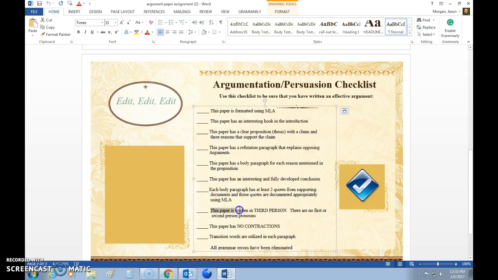Please note, this paper is written all in 3rd person. So you would not start off by saying, I believe that marijuana should be legalized. I is not 3rd person. Don't use I, don't use you. Use 3rd person in writing this paper. Also, no contractions. Contractions are can't, won't, and ain't, but ain't is not even a good word anyway. No contractions. This is part of this paper.